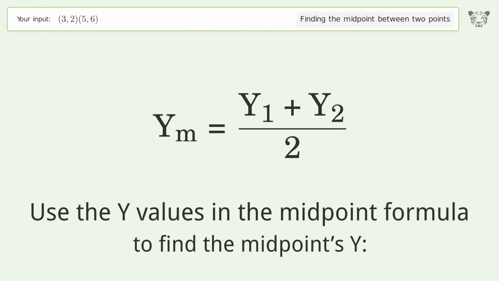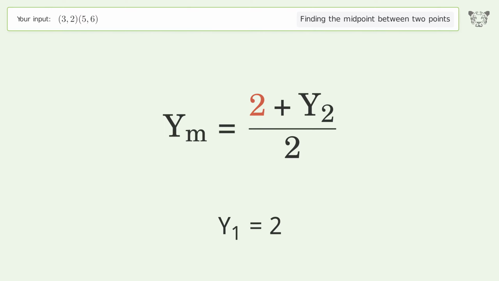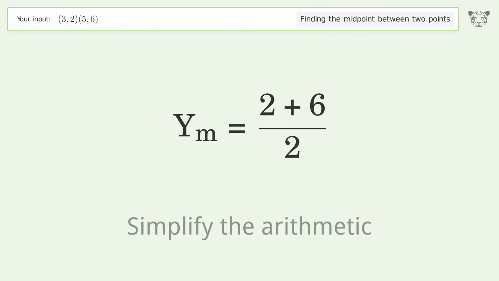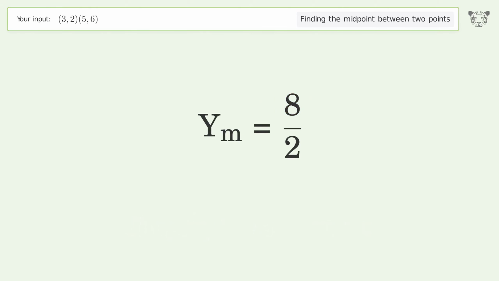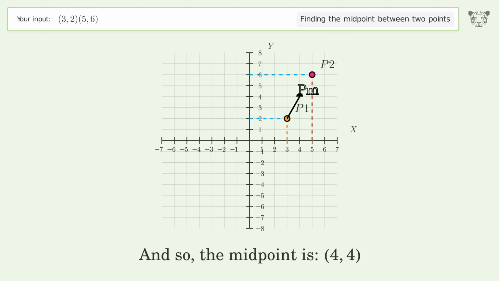Use the y values in the midpoint formula to find the midpoint's y. y1 equals 2. y2 equals 6. Simplify the arithmetic. And so, the midpoint is 4, 4.